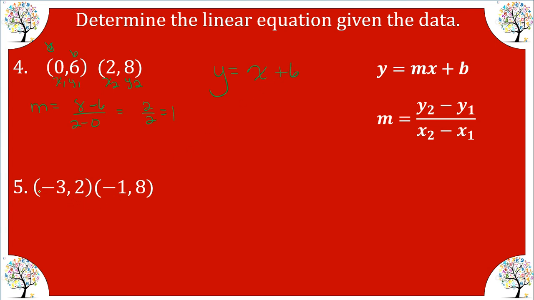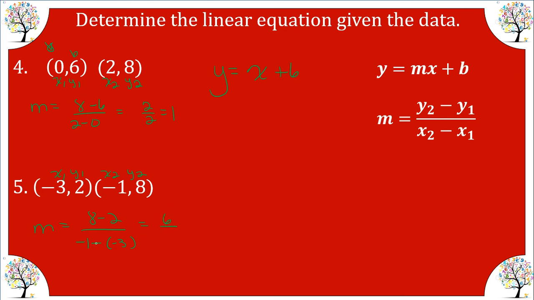On number 5, I don't have the y-intercept. So the only thing I can do now is find slope. So we're going to find the slope. So slope is going to be 8 minus 2 over -1 minus -3. Be careful with your negatives and subtract.